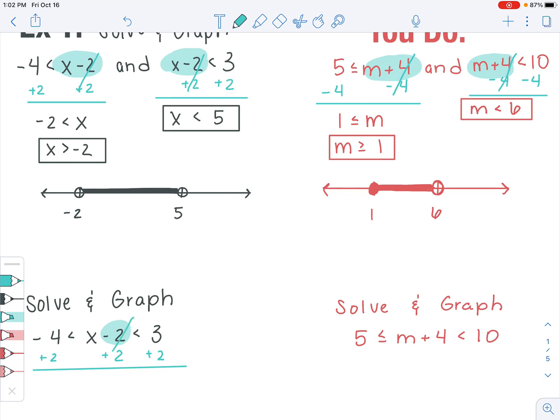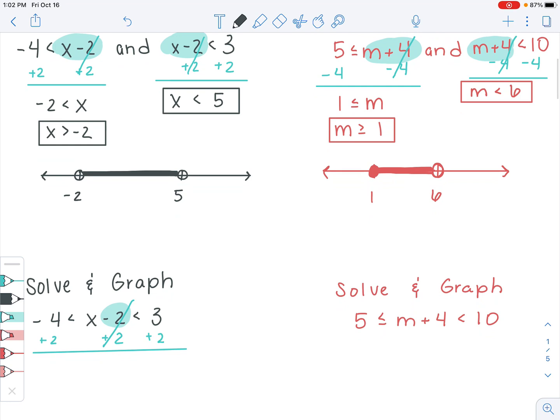I have to make sure I add 2 to both of my answers, because just like in the first example, I added 2 on both answers on both separate problems, so I need to do it everywhere here. So once I add 2, then I get -4 plus 2 gives me -2. I'm just going to bring this sign straight down, less than, bring the x down, bring this sign straight down, and 3 plus 2 is 5.